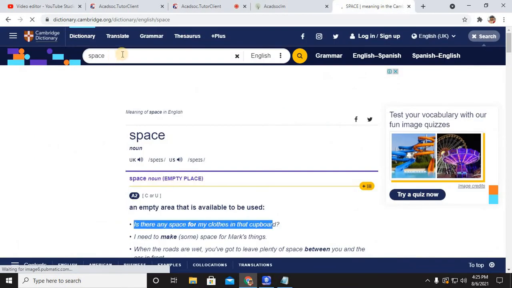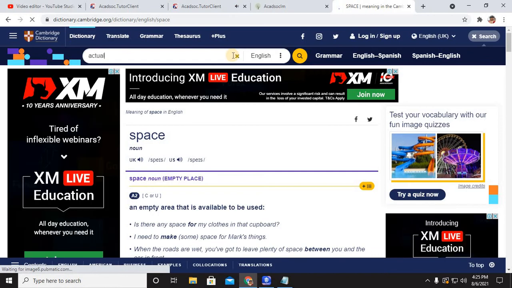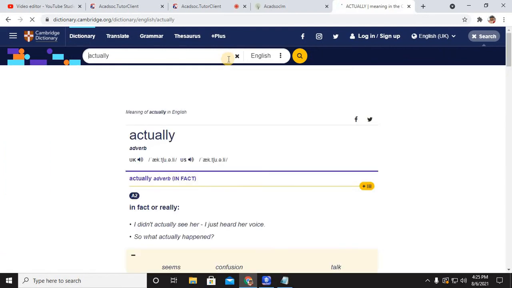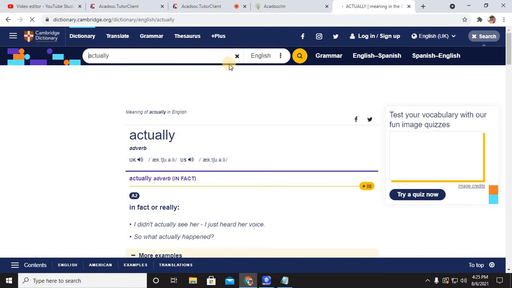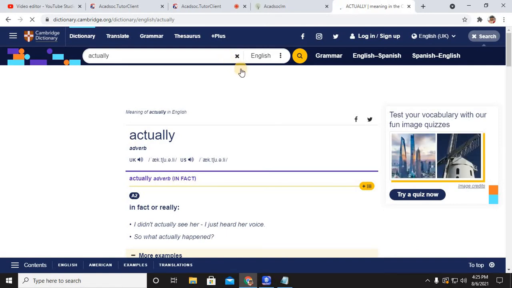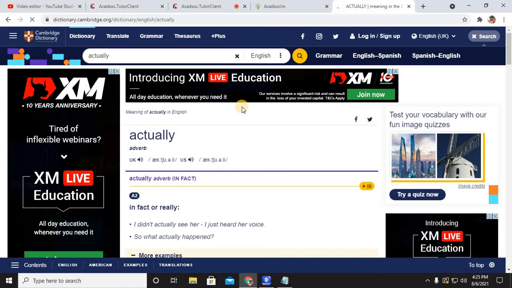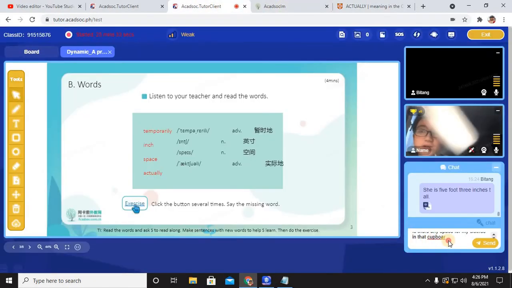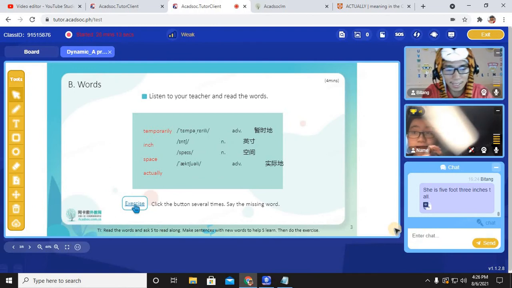Actually. It means in fact or really. For example, I didn't actually see her. I just heard her voice. Actually. I see. I don't know. No, I know that word. I will give you an example sentence. Please read.